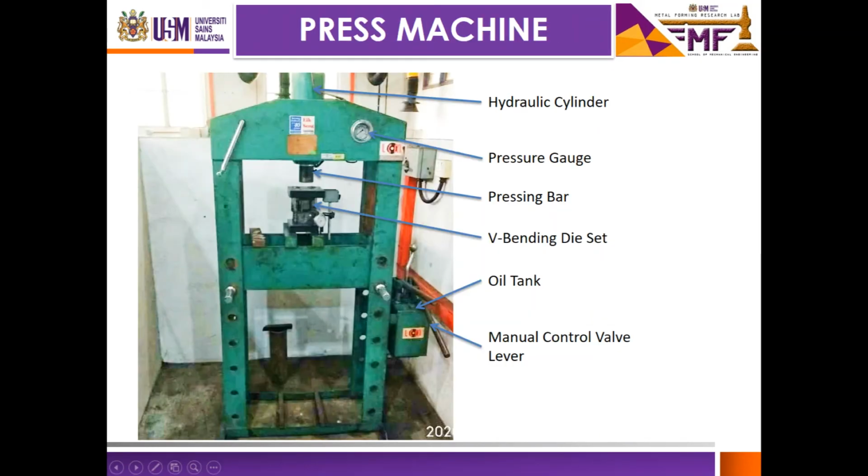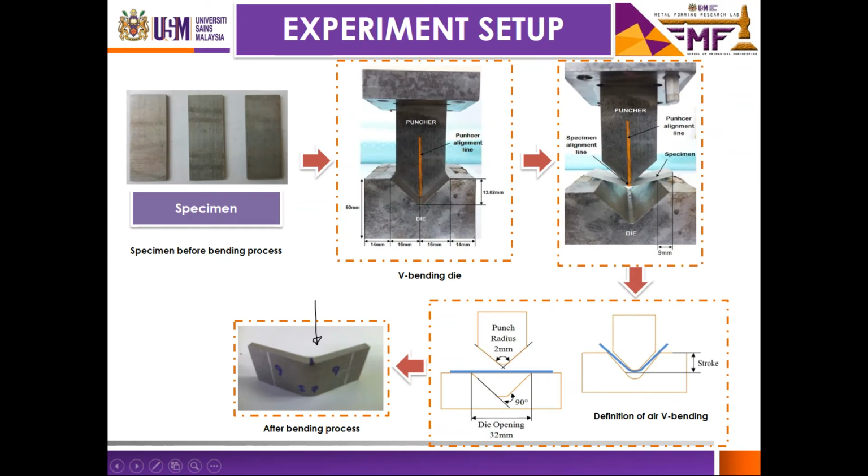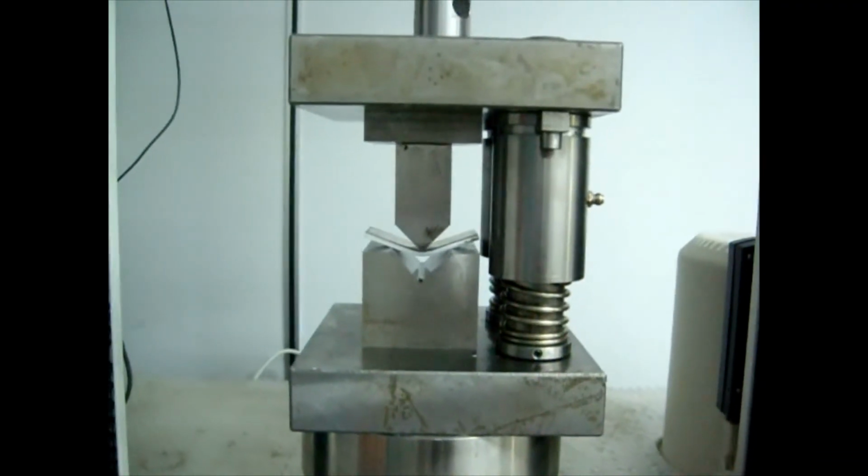In this experiment the V-bending rig will be placed on the hydraulic press. Next, the specimen is placed on the V-bending die and set approximately aligned with the punch. Before beginning the experiment, the dial indicator needs to be set to 0, and the punch travel or stroke is recorded according to the reading on the dial indicator. Please follow the steps in setting the dial indicator.